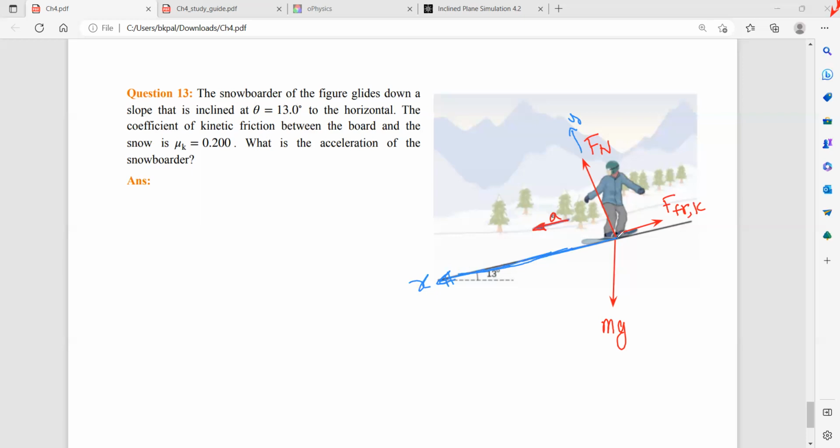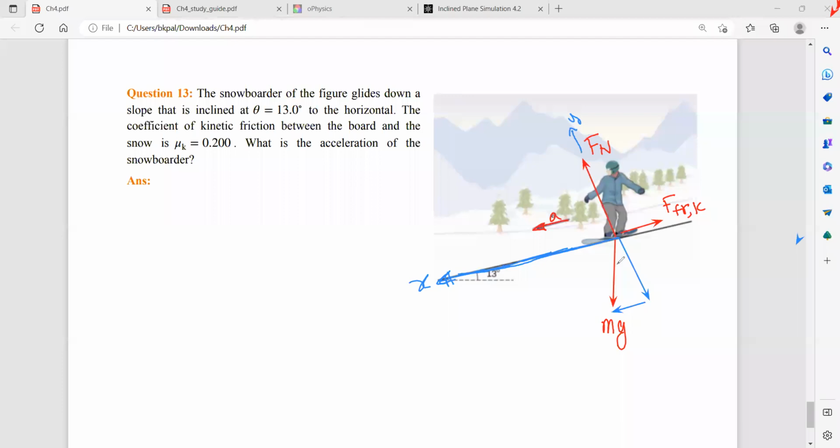Now, this creates a problem. The problem is mg is neither along the y nor along the x-axis. But we know how to solve this kind of problem. We have to break mg into its y and x components. Now let's try. So the y component will be this one, and then the x component will be this one. So we already see that.